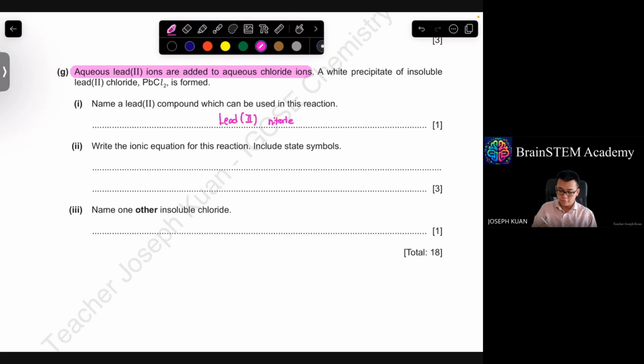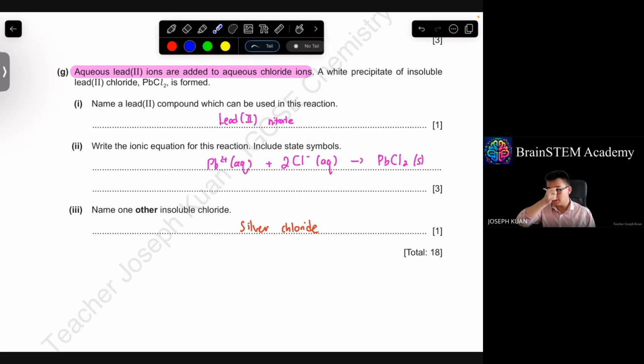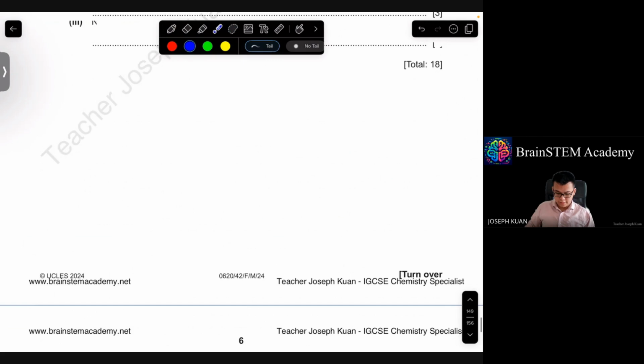Write the ionic equation for this reaction, include state symbols. So aqueous lead-2 ions mix with aqueous chloride ions, turning into an insoluble precipitate, which is lead-2 chloride, with 2 chloride ions to balance the equation. Name one other insoluble chloride: that is silver chloride. You have to know that this is actually a white precipitate. It's a chloride ion test. Let's move on to the next part.